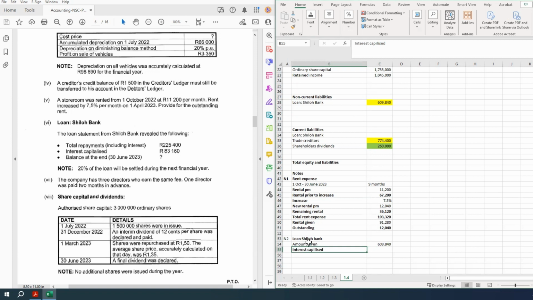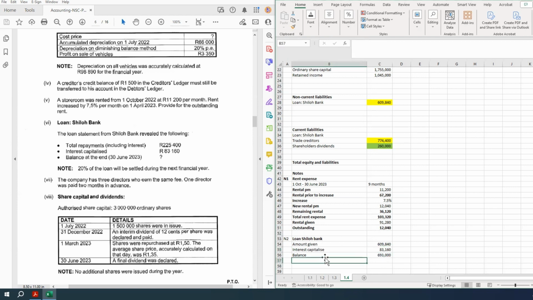Okay, so interest capitalized. That'll be 83,160. Just update that again, 83,160. Which gets me to a total balance. I just need to add the two together. So 693,000 is then my closing balance.